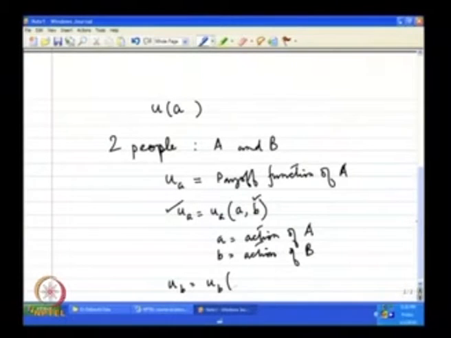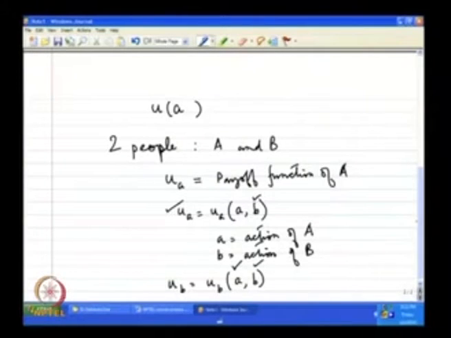And it can work the other way also. You have UB, which is a function of a and small b, which means the benefit that capital B is getting is affected by the action that he is taking, which is small b, but it is also affected by the action taken by capital A. There we have an interaction, and we want to see how in game theory these interactions take place: how I take into account the actions that are going to be taken by the other player, and similarly how the other player figures out what action I am going to take, and ultimately what is likely to happen in these situations. So, this is what we are going to study in game theory in brief.